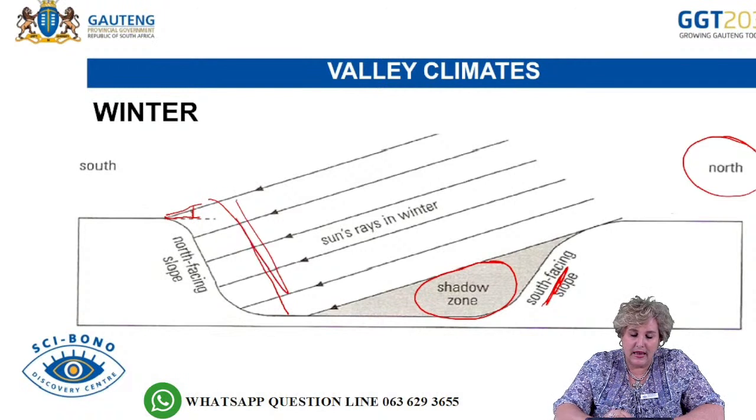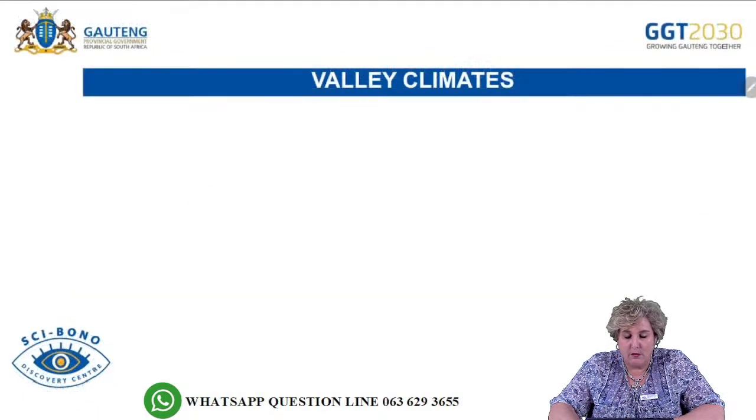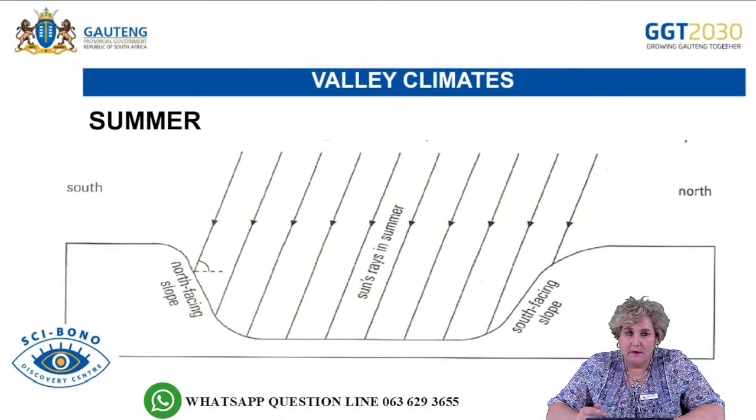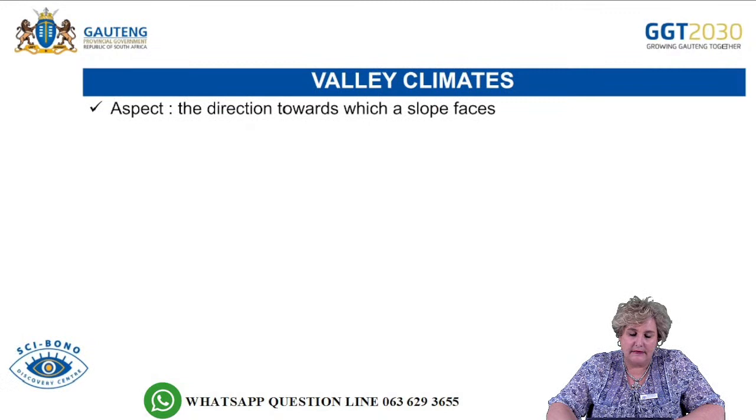So the big area where these sun rays must come in from. Now, if I compare that to summer, in summer, these sun rays come down further north, which means it's a bigger area that receives heat insolation from the sun. And that will influence farming activities, and it will influence human activity. Okay, I think it's the direction towards which a slope faces.